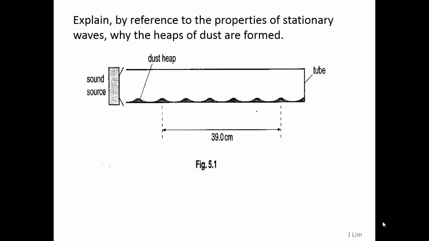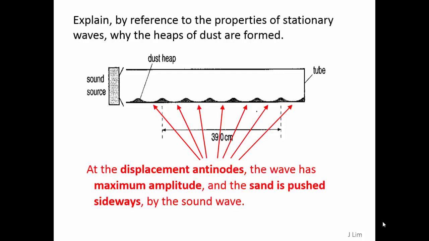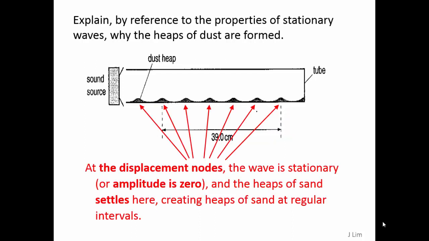Explain why the heaps of dust are formed. So at the displacement antinodes, as shown by the arrow, the wave has maximum amplitude and the sand is pushed sideways by the sound wave. At the displacement nodes, the wave is stationary and the heaps of sand settle here. Therefore, it creates heaps of sand at regular intervals.